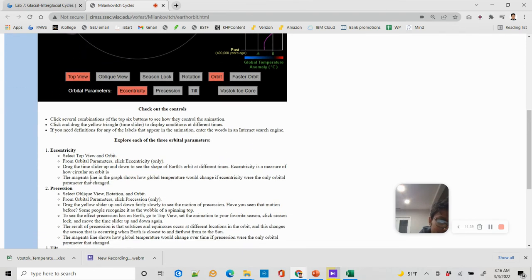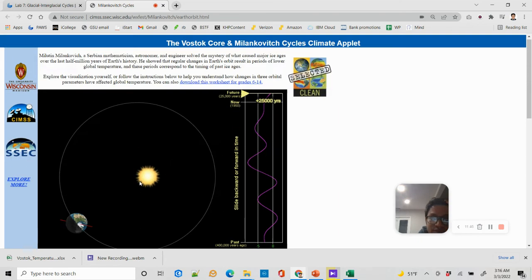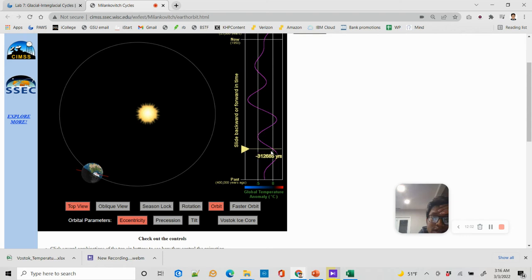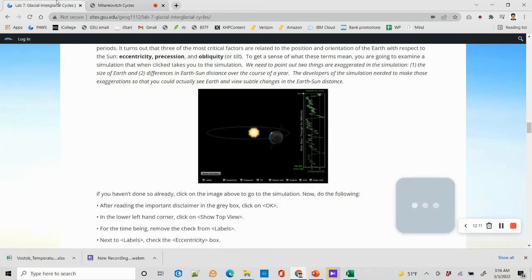And the magenta line in the graph shows how global temperature would change if eccentricity were the only orbital parameter that changed. So this is the temperature. This is the time when the global temperature was lowest. You see the shape of the orbit, and then this is the time when the temperature was highest. You see the shape of the orbit. How does this change? So just follow this trend and answer some of these questions.